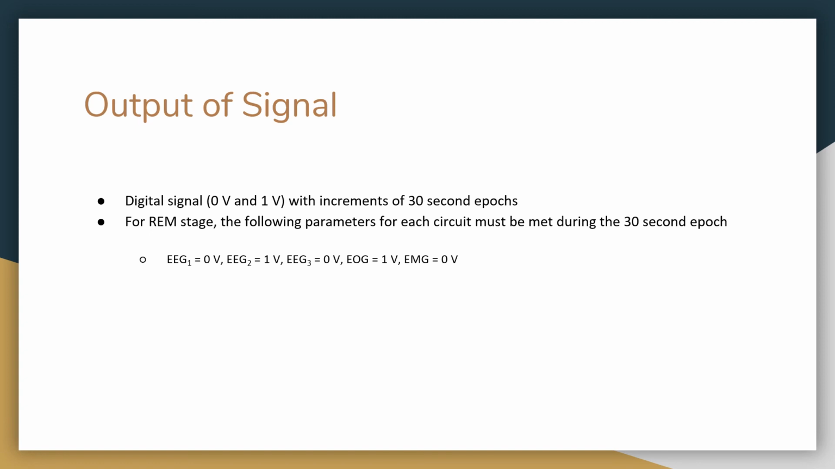Each circuit will output a digital signal with either 0 volts or 1 volt. Each circuit has certain parameters that need to be met for a voltage output of 1 volt, as previously discussed. Depending on the circuit, 0 volts or 1 volt are preferable for REM state. The outputs for each circuit should be 0 volts, 1 volt, 0 volts, 1 volt, and 0 volts respectively for REM state. If any of these vary from the expected values or if they change during the 30-second epoch, REM state is not achieved and the interpreter should realize that it is NREM for that specific 30-second epoch.